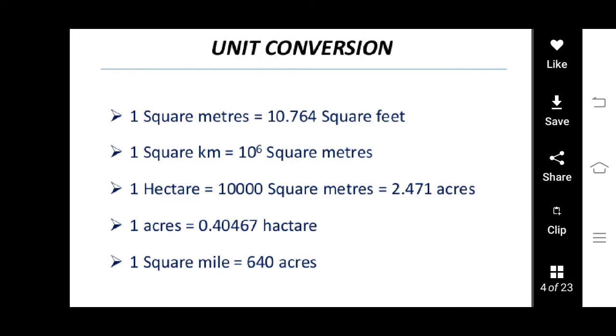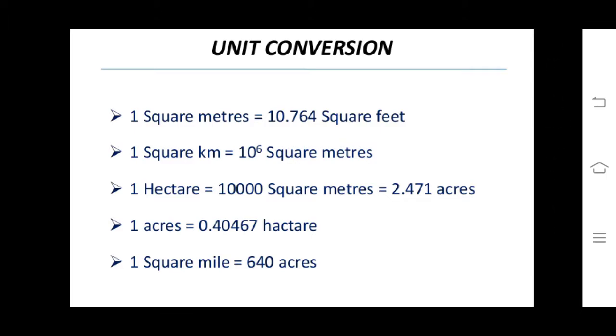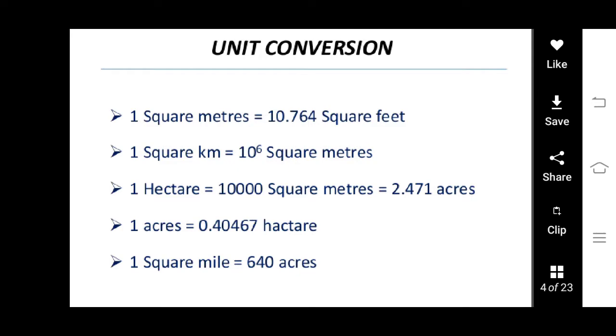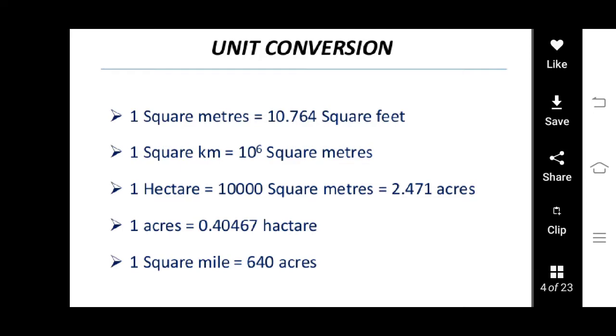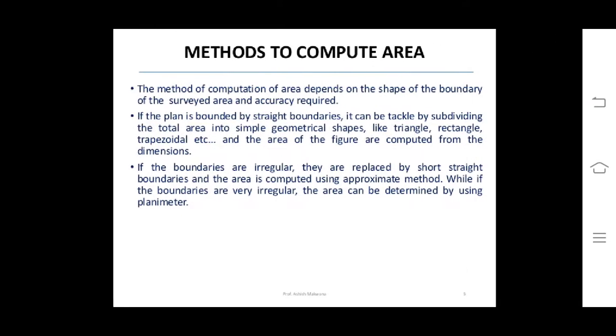1 hectare is equal to 10,000 square meters, which is also equal to 2.47 acres. 1 acre is equal to 0.40 hectares. 1 square mile is equal to 640 acres. 1 kilometer is equal to 1000 meters. Now, by this unit conversion, we can directly convert the desired volume in desired units.